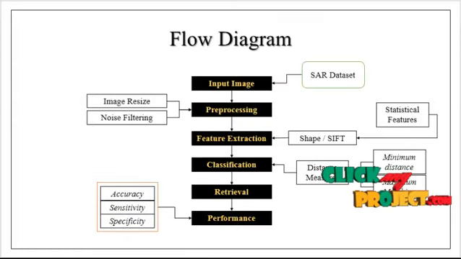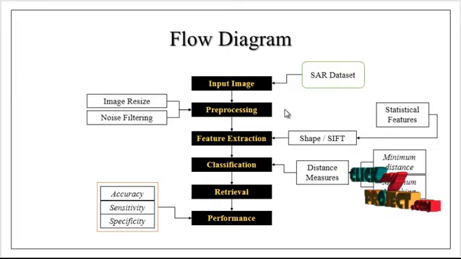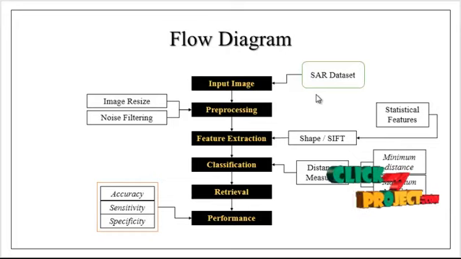Now we are going to discuss the flow diagram of the process. This is the overall working flow of this project. This project consists of modules such as input image, pre-processing, feature extraction, classification, retrieval, and finally performance estimation. At first, the input image is taken from the dataset. The dataset is a satellite image dataset, so we have several combinations of satellite images in the dataset.